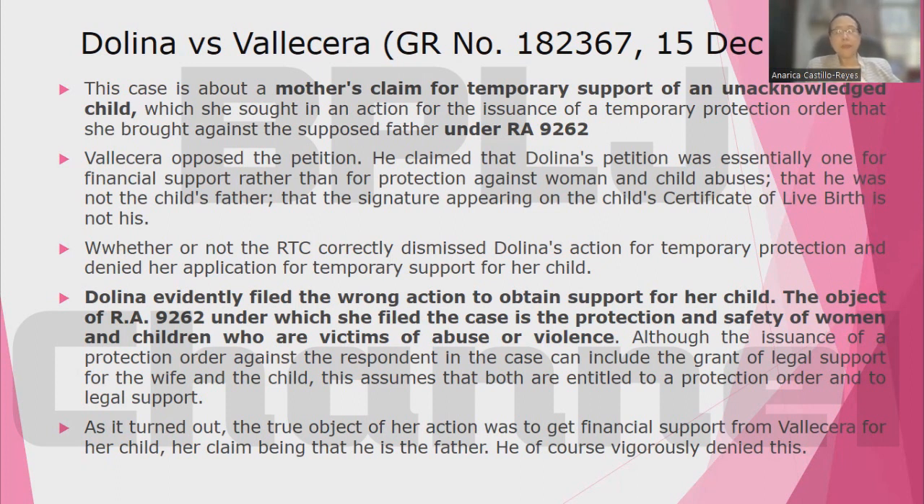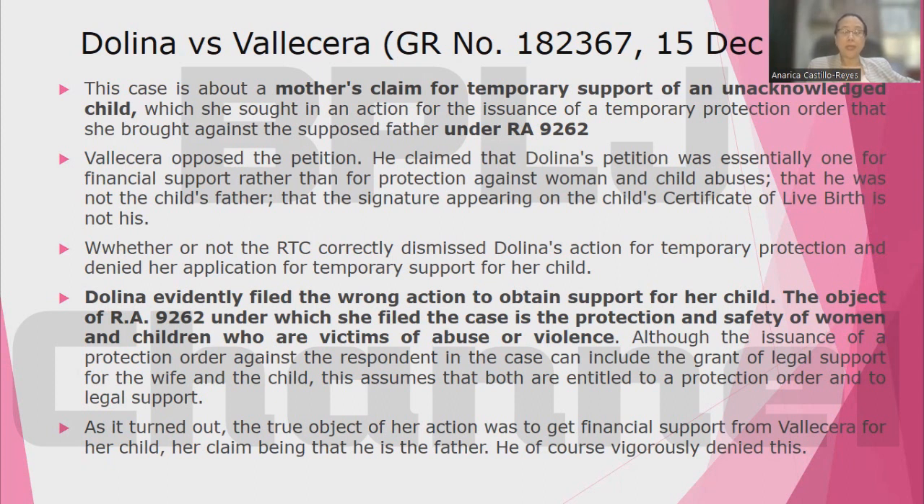Okay, Dolina evidently filed the wrong action to obtain support. The object of Republic Act 9262 is the protection and safety of women and children who are victims of abuse or violence. Although the issuance of a protection order can include the grant of legal support for the wife and child, this assumes that both are entitled to a protection order and to legal support.